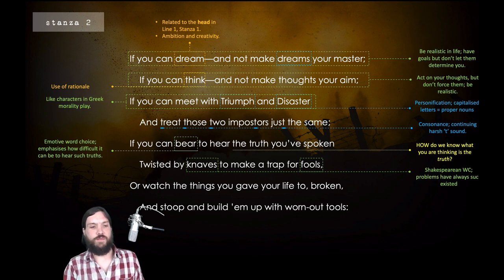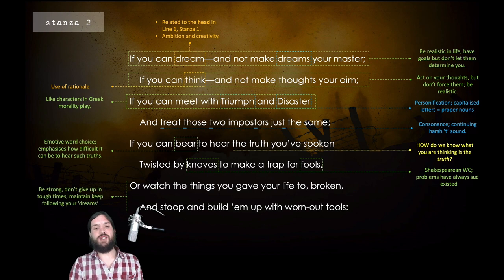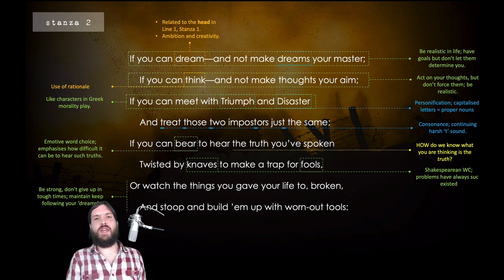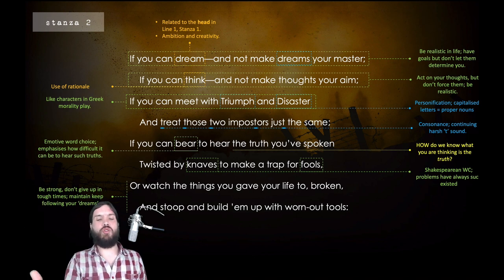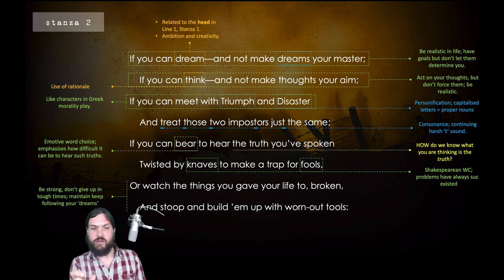Knaves and fools. Or watch the things you gave your life to, broken, and stoop and build them up with worn out tools. He's saying here, be strong, do not give up in tough times. Maintain, keep following your dreams. Don't let them govern you, but keep following them. Be strong, be resolute. We've got an interesting bit of caesura here as well in the second but final line.